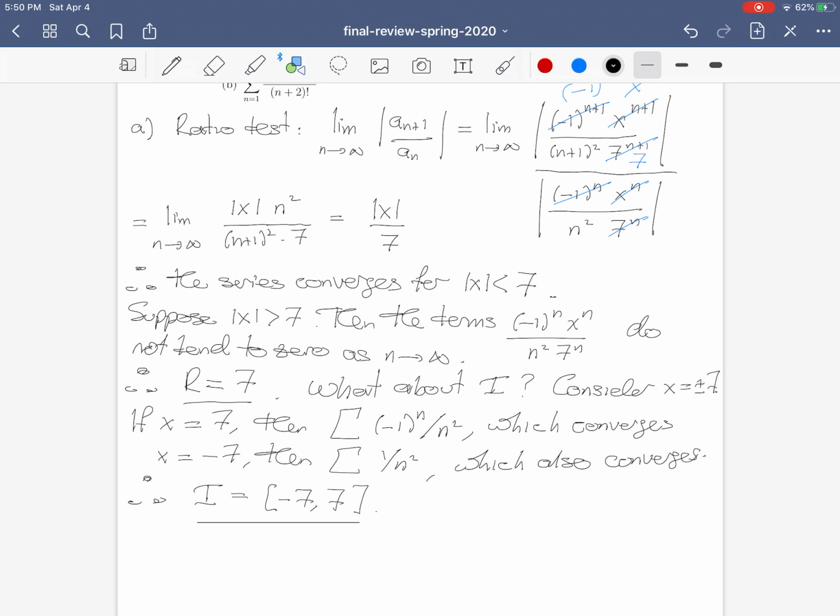So remember, going back to the ratio test here, keep in mind that the ratio test tells you nothing when the ratio is equal to 1, and that's exactly these two cases where x is equal to plus 7 or negative 7. For those, we have to look in a different way in order to determine whether or not the series converges or diverges.